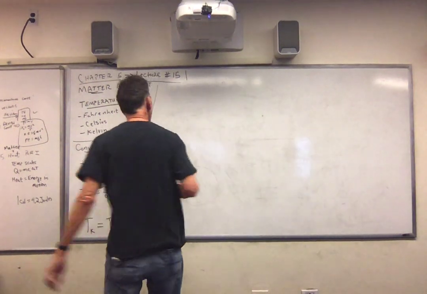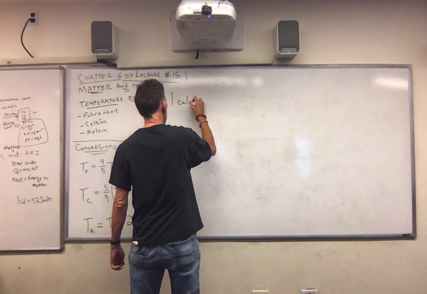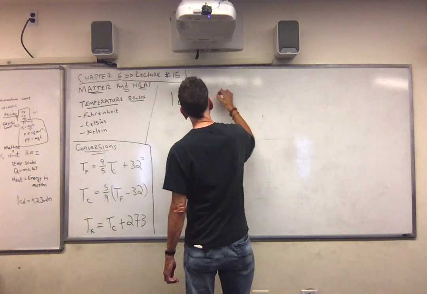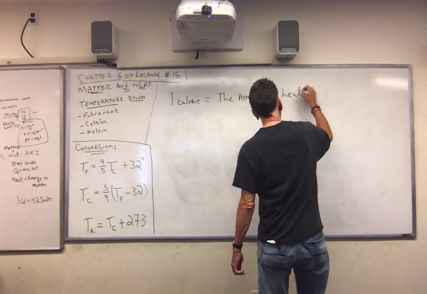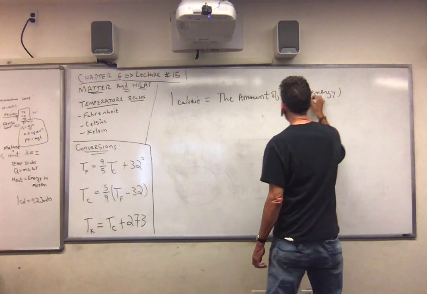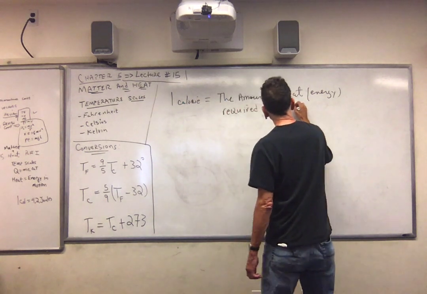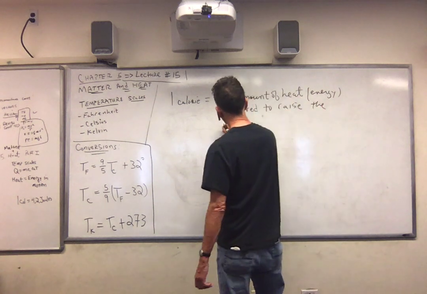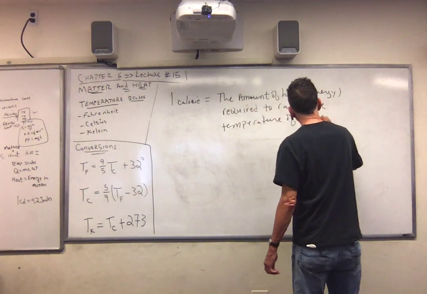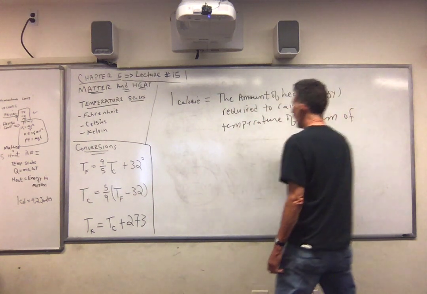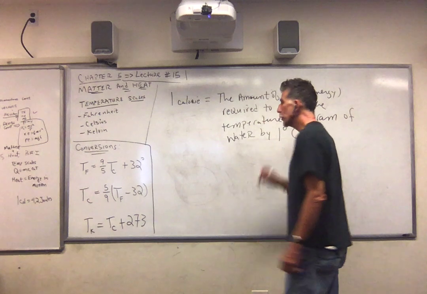Okay, let's go on. So how do you define a calorie? Here's how we're going to define a calorie. 1 calorie is defined to be the amount of heat, or the amount of heat energy, required to raise the temperature of 1 gram of water by 1 degree Celsius.